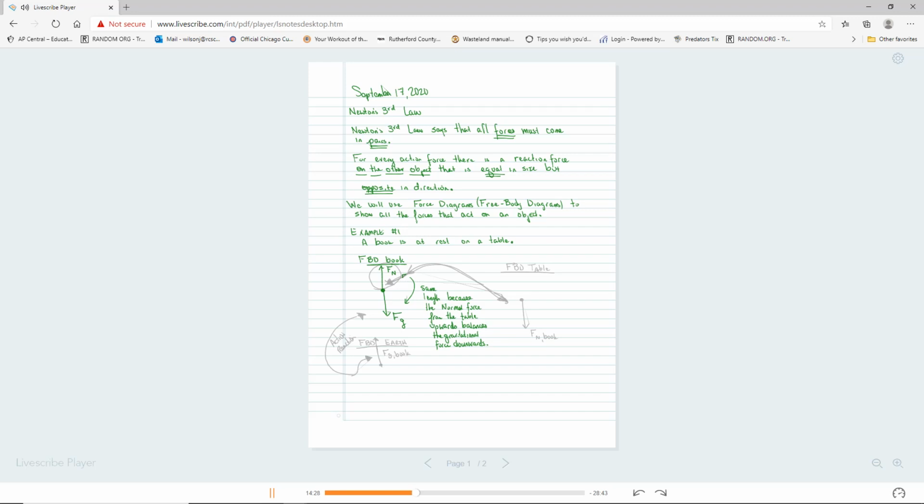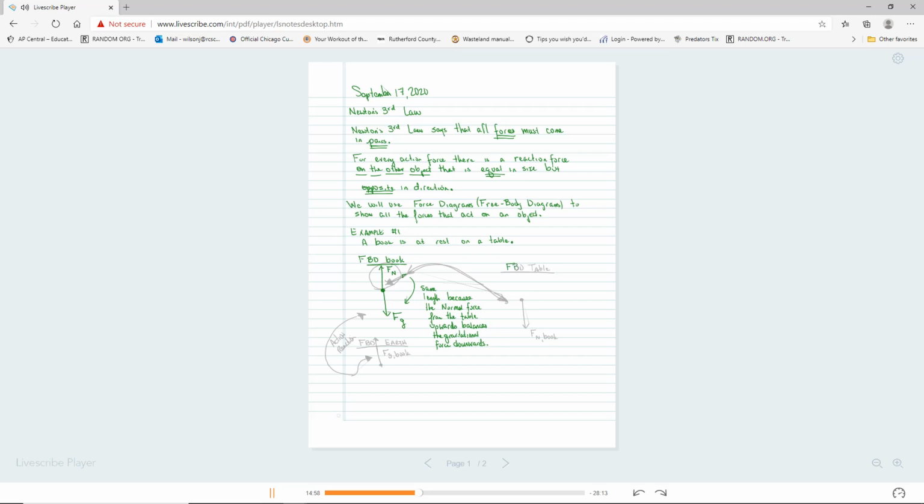Where does the normal force come from on the book? The book is being pushed upwards by the table. Okay? Which means, what is the reaction force for that? Book and table are our two items. Okay? Book and table are my pair. So if the table pushes up on the book, then the book must also push down on the table.